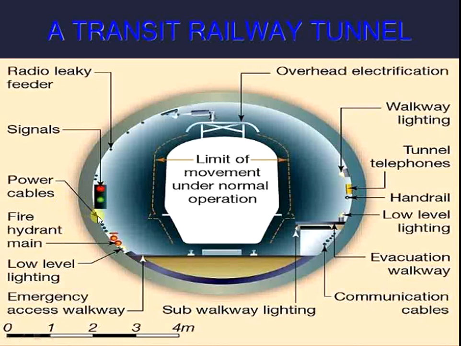Next are the power cables. Then the radio leaky feeder. Next, fire hydrant main. Next, low level lighting. Next, emergency access walkways. At the time of any emergency, or during repairs and maintenance, they are very useful. The dimensions are 0 to 1, 1 to 2, 2 to 3, and 4 meters.